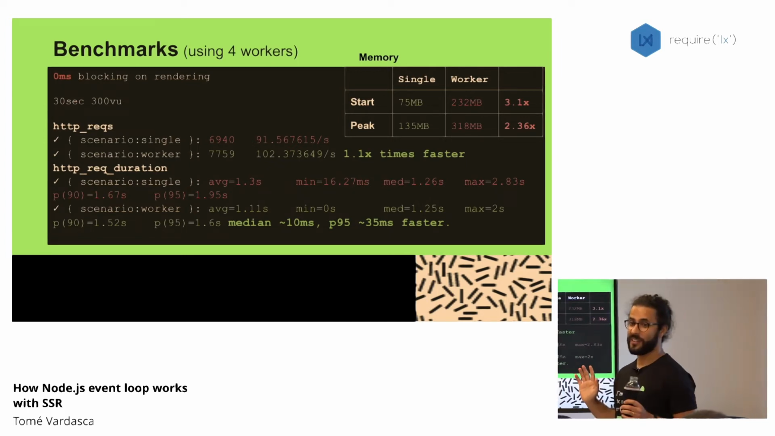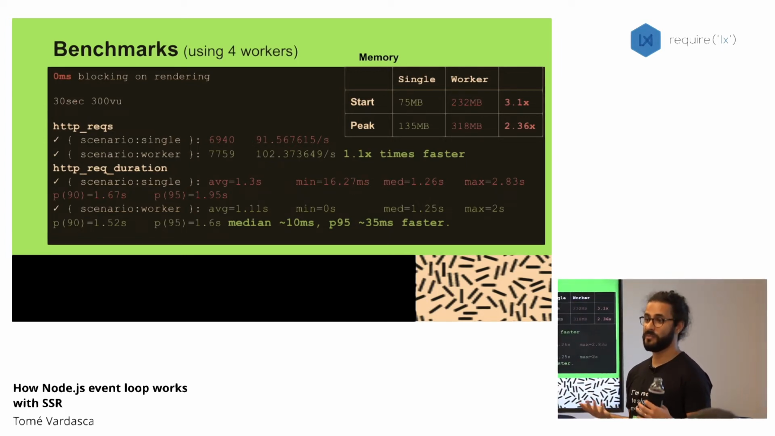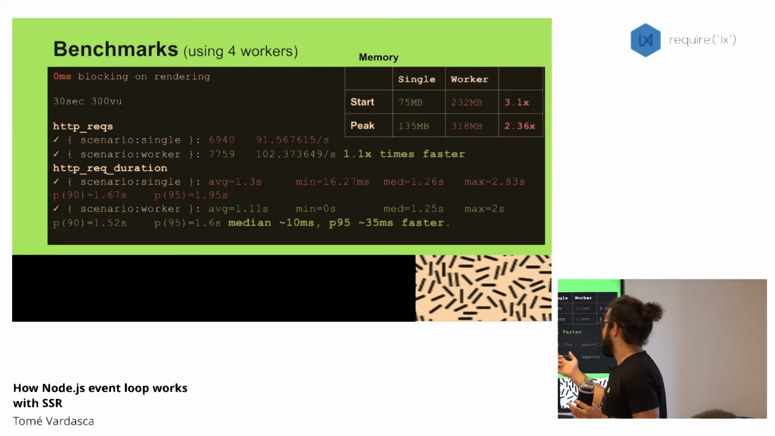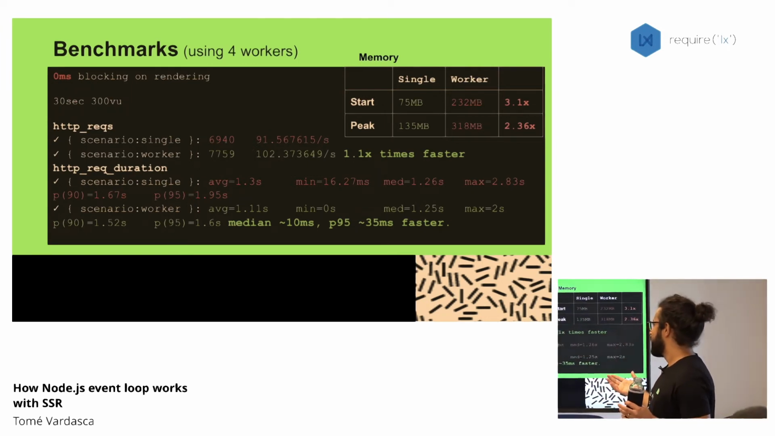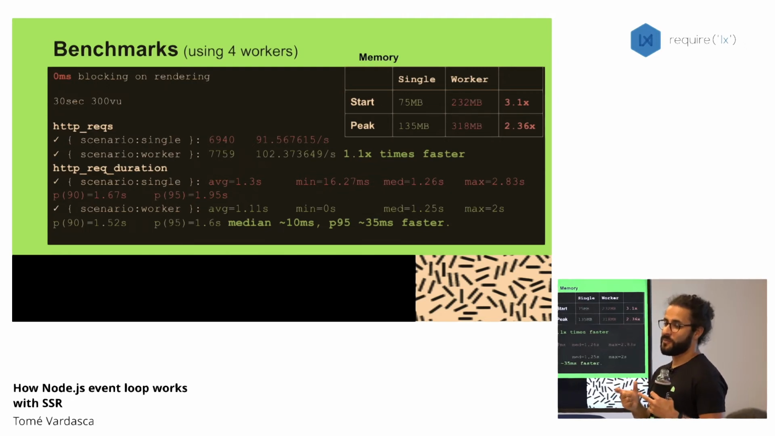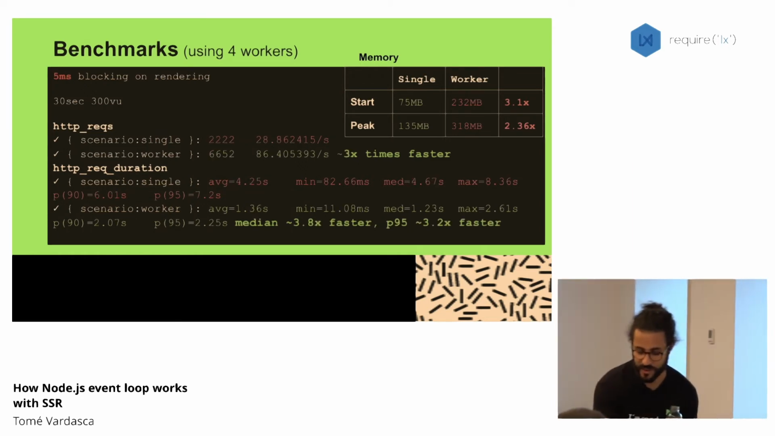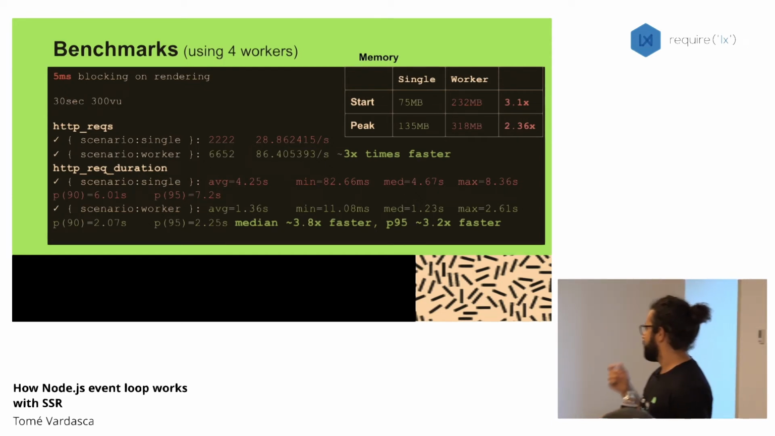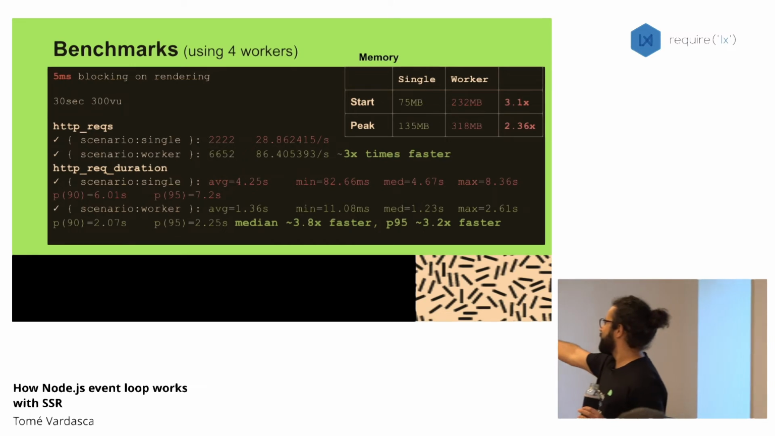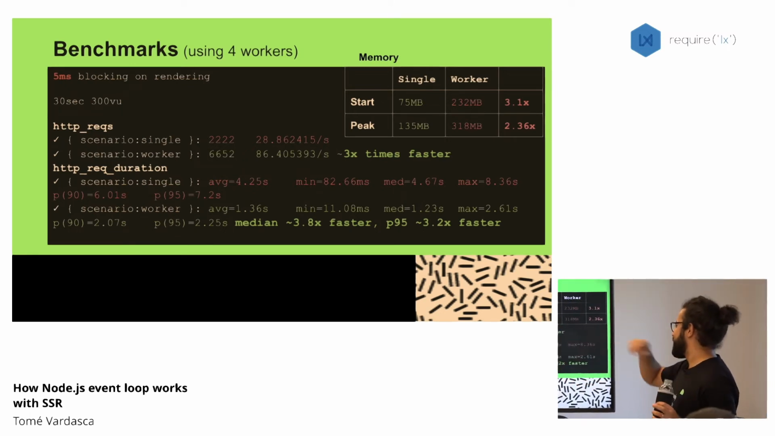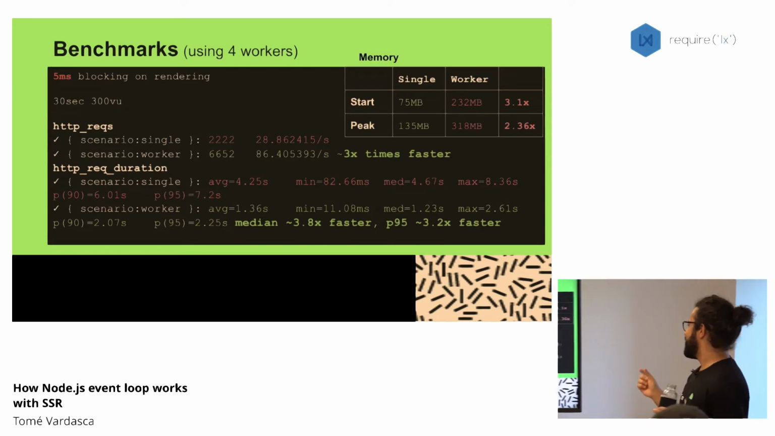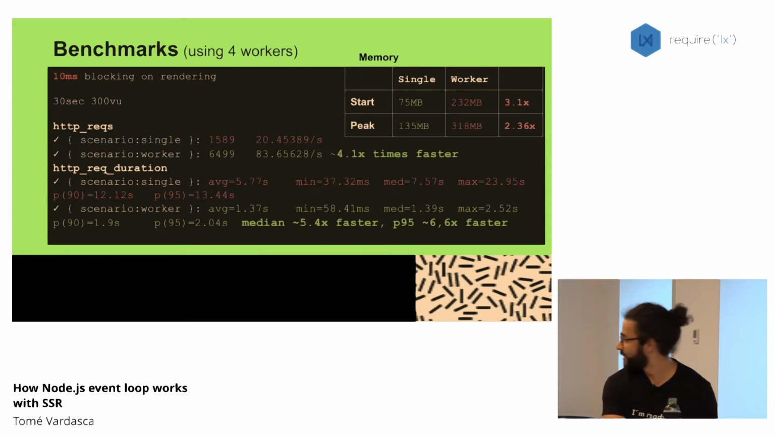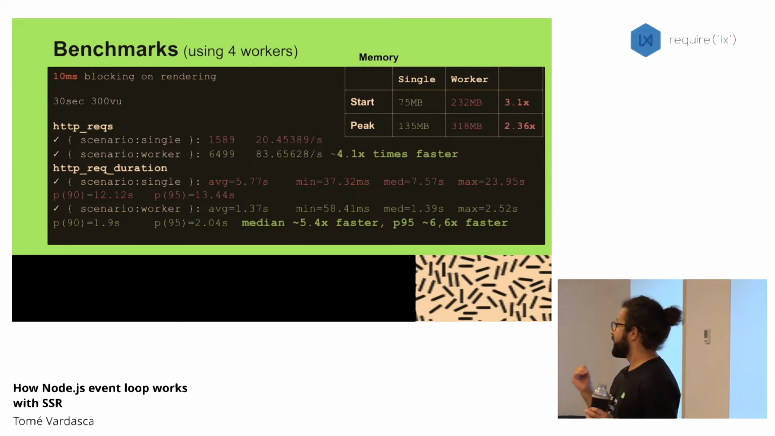So I didn't block anything and checked, let's see if we get improvement from it. We didn't get a big improvement. It's almost as fast, but it's because there is overhead even rendering a very tiny, very small component. And then I tried with 5 milliseconds of blocking. It gets 3 times faster. It is able to handle 3 times as many requests, and it's almost 4 times faster in the median and 3 times faster in the P95. So it's quite good.